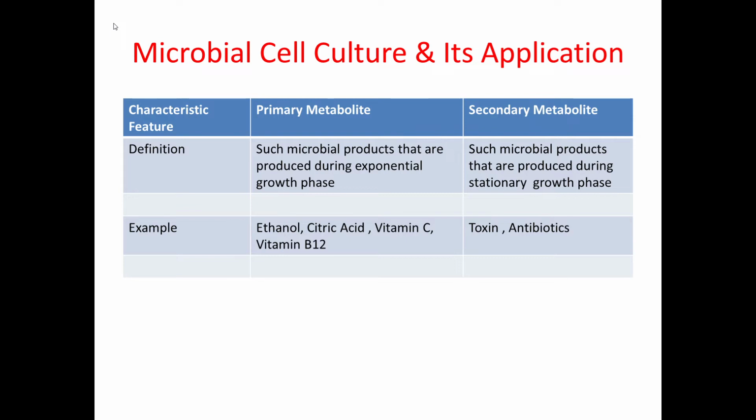Now try to recall examples. What are the primary metabolites? Ethanol, citric acid, vitamin C, vitamin B12. These are the primary metabolites. And secondary metabolites are toxins and antibiotics.